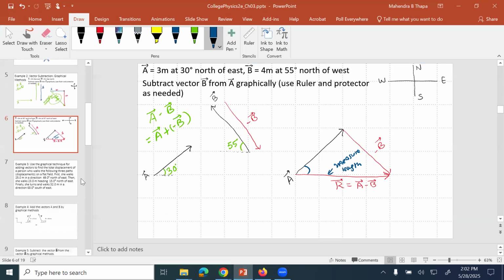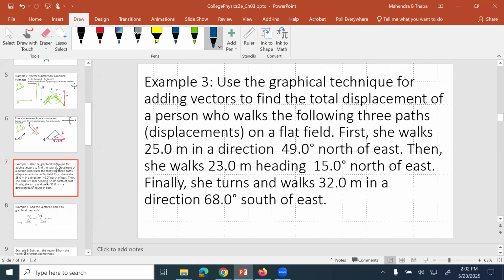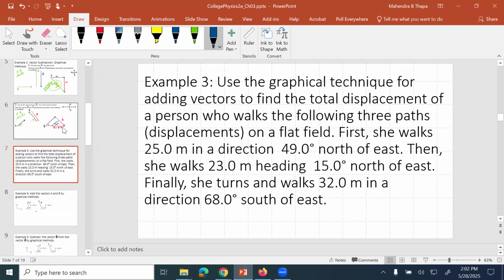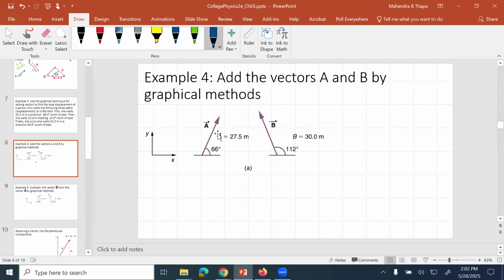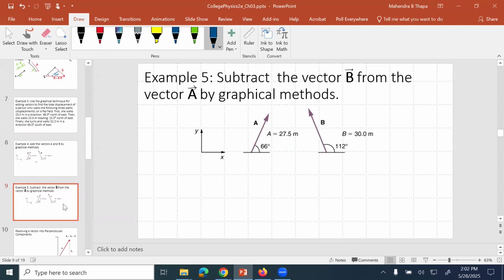So once you understand this concept, I believe that you can practice this problem, example 3, and follow the same steps as examples 1 and 2. Similarly, you can try adding vectors A and B as before for the given vectors A and B. Similarly for example 5.